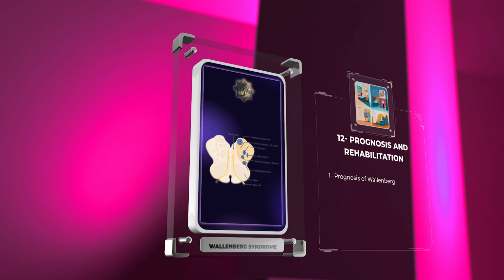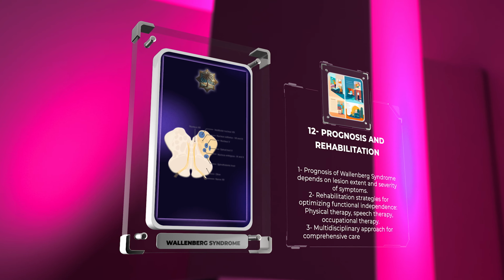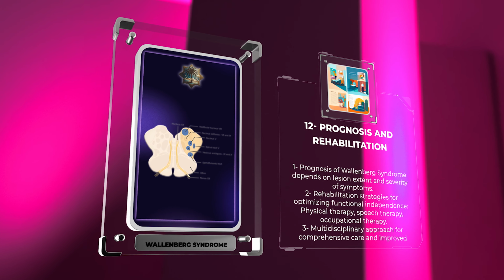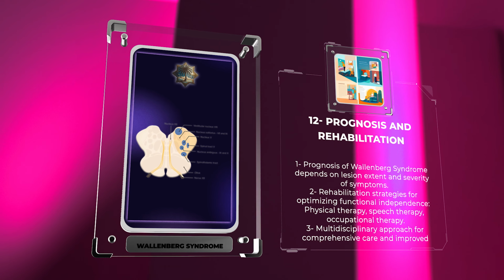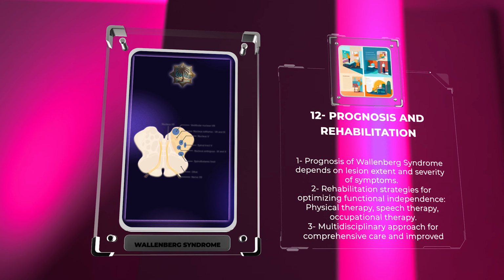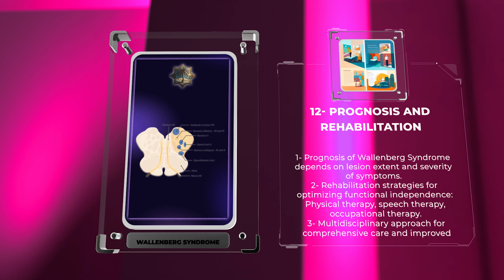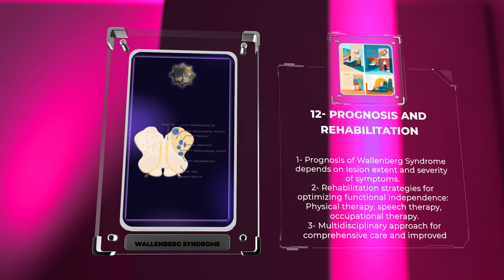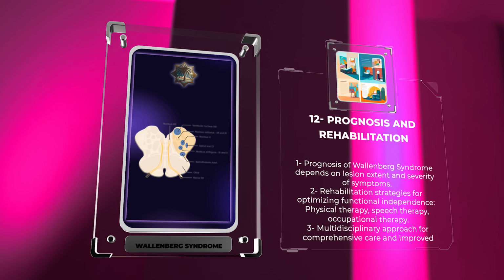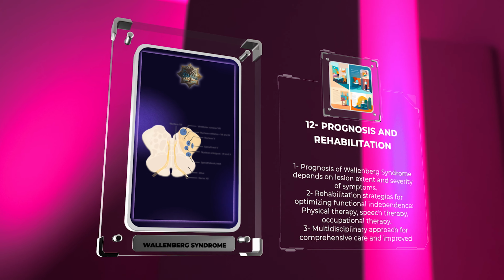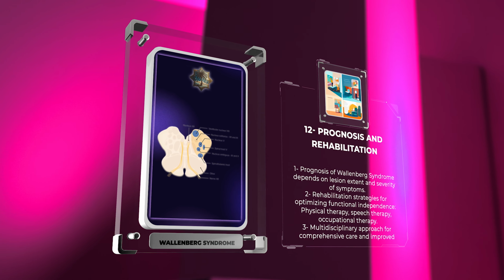Finally, let us discuss the prognosis and rehabilitation strategies for patients with Wallenberg syndrome. The prognosis varies depending on the extent of the lesion and the severity of symptoms. Rehabilitation aims to optimize functional independence and includes interventions such as physical therapy, speech therapy, and occupational therapy. A multidisciplinary approach is crucial in providing comprehensive care and improving outcomes.